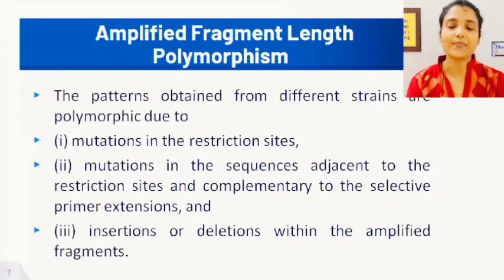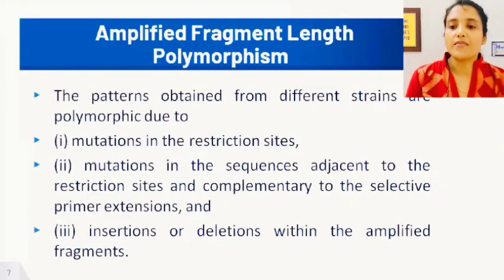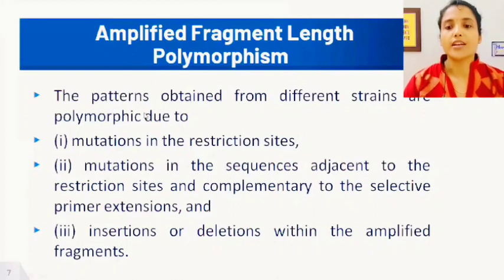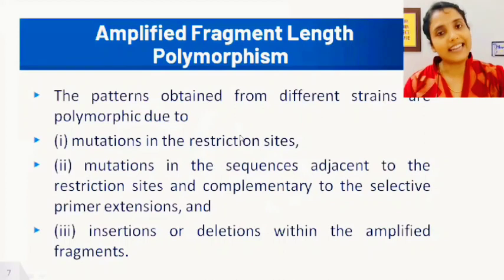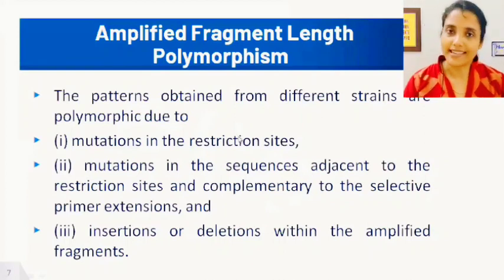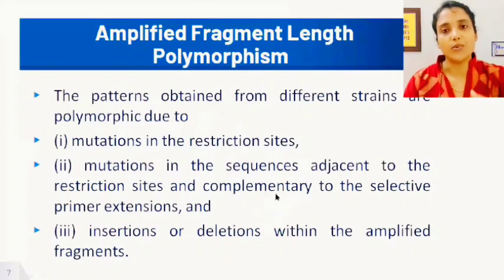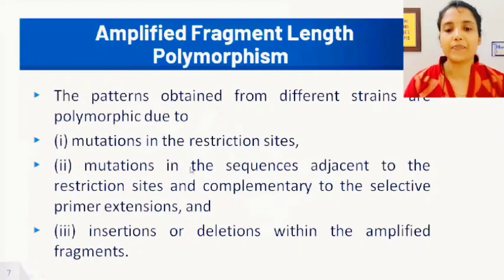The patterns obtained from different strains are polymorphic. Now why do we get these polymorphisms? One is mutations in the restriction sites. Of course, if there's a mutation in the restriction site, the restriction enzyme will not be able to come and cut at that particular point. So you'll be able to observe the differences, right? One which is not mutated, one which is mutated, you'll be able to compare it easily.